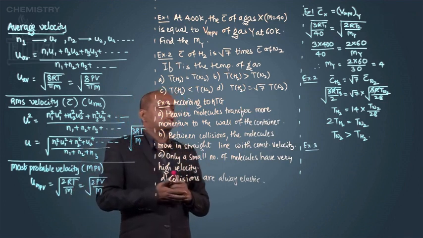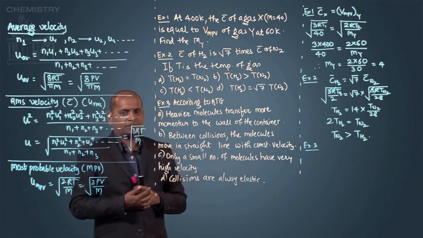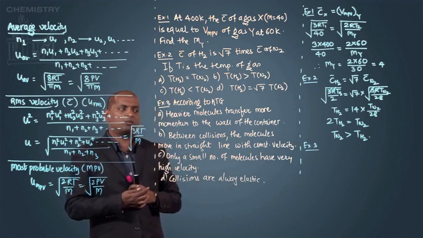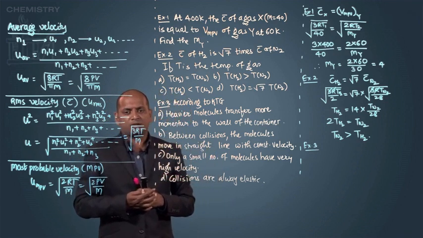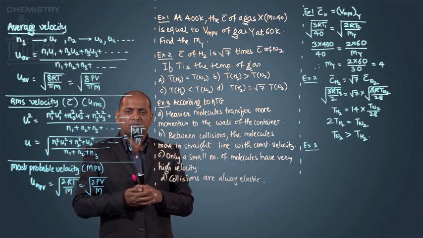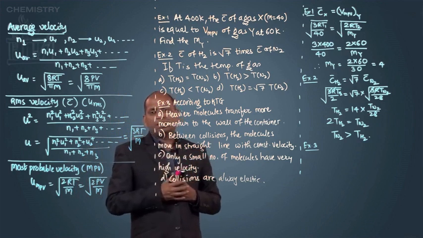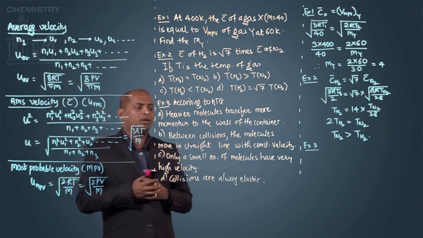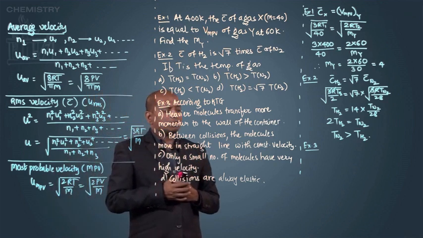Heavier molecules transfer more momentum to the walls of the container. Momentum is mass into velocity. So if the mass is more, definitely the momentum will be more. So A is correct. Between collisions, the molecules move in a straight line with a constant velocity.